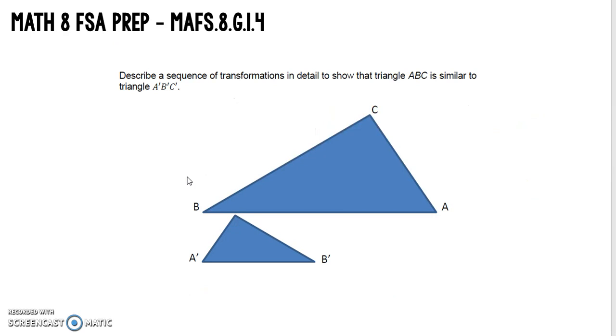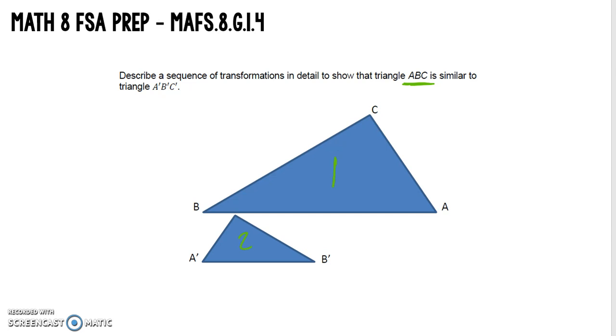Let's go ahead and look at this second one. So what happened here? After you've taken a look at this one, what two transformations do you believe created this second figure? The most important thing to know here is which figure is your original. It says, describe a sequence that shows that ABC, this large one, is similar to A prime, B prime, C prime, the second one.